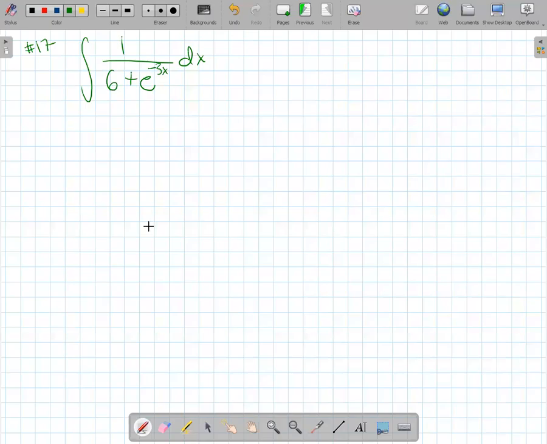So what to do for the substitution here? Well, 1 over something is a function. And so this is a chain, a composition of functions, where we have 1 over and then 6 plus e to the negative 3x. So I think the natural thing to say here would be, well, let's let u equal 6 plus e to the negative 3x.